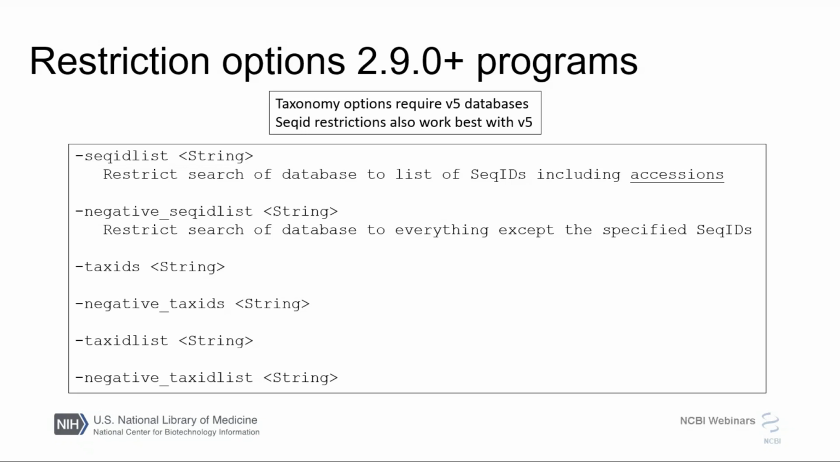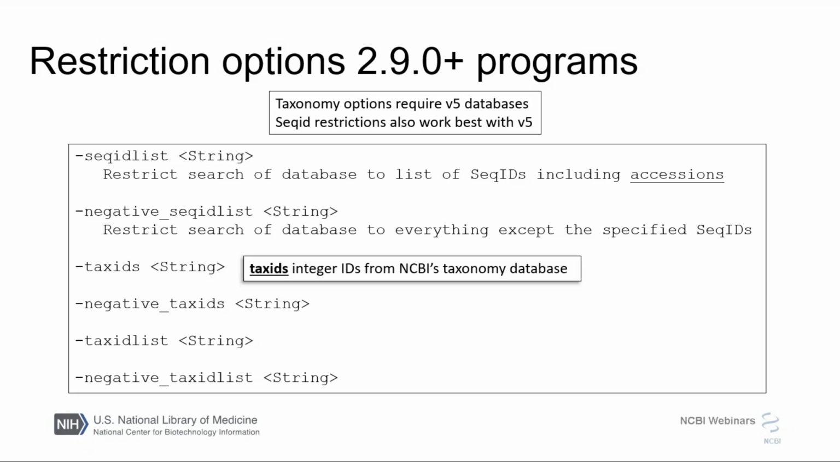You can also exclude things using a negative SeqID list. Again, this can be a list of accessions that you don't want to see. And then there's a whole set of things that have to do with the baked-in taxonomy that's in the database. So you can search for a particular tax ID or a small list of them that you can pass as an argument. Or you can pass them as a negative argument, so you want to exclude certain groups of organisms, or you can upload a file of tax IDs to either include or exclude from your search.